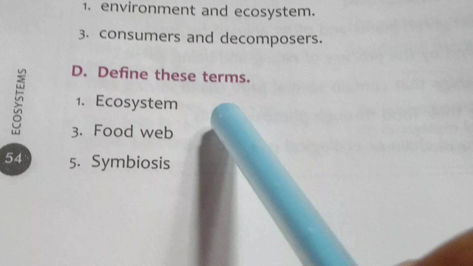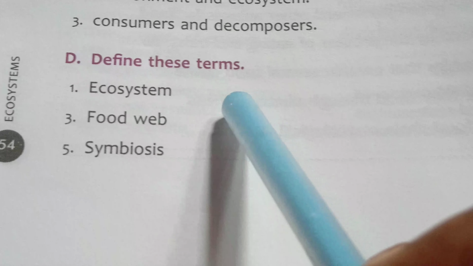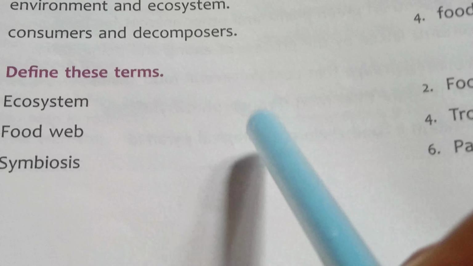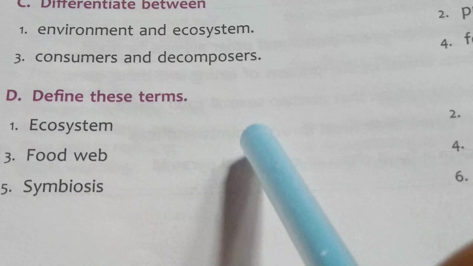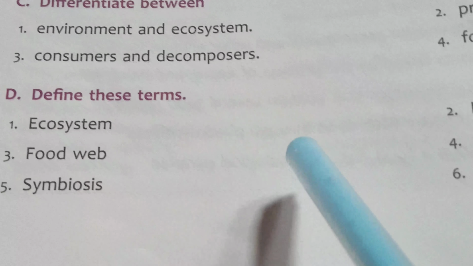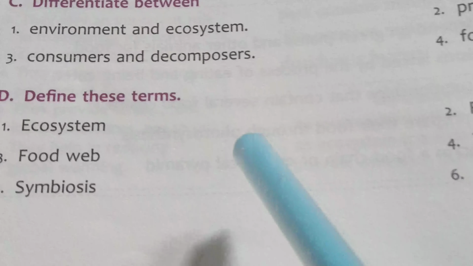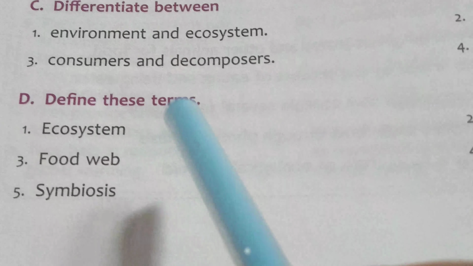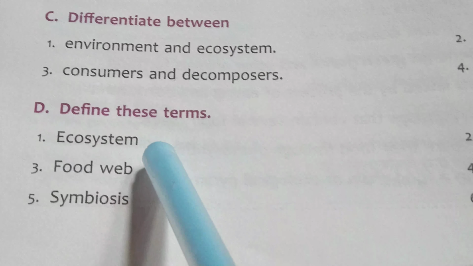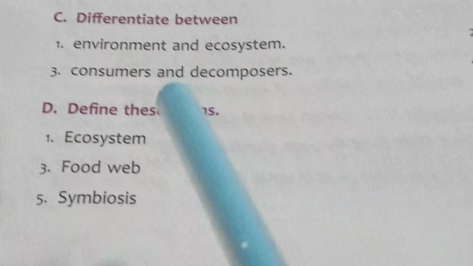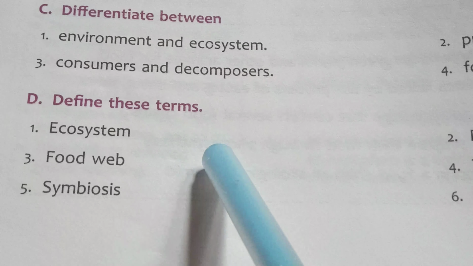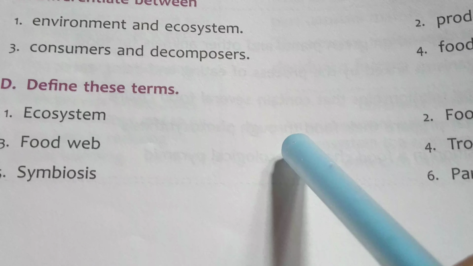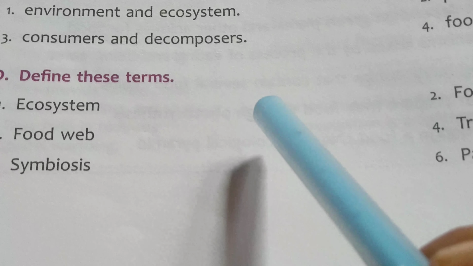What is ecosystem? Ecosystem is a kind of arrangement in a certain area where the abiotic factors of the environment interact with biotic factors. This formation is also known as ecosystem. So what is ecosystem? Ecosystem is an interaction between the biotic and abiotic components in a certain area.